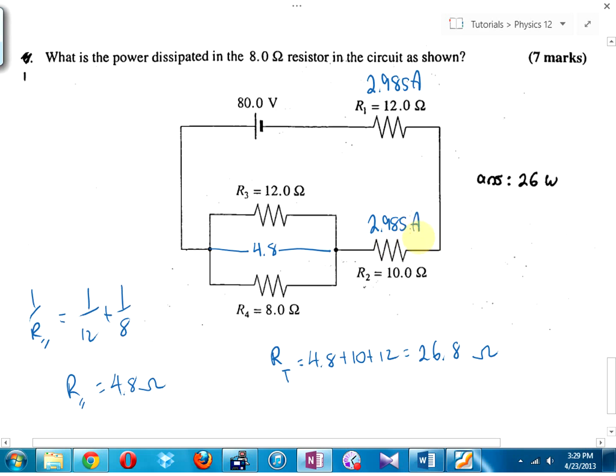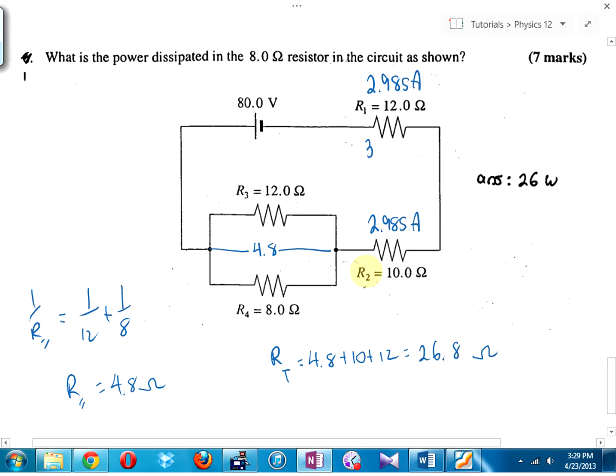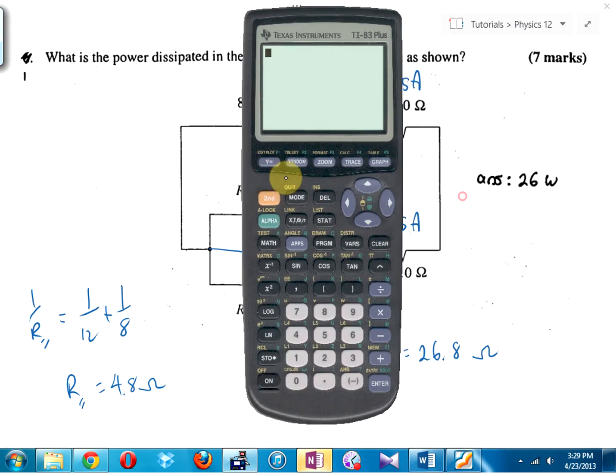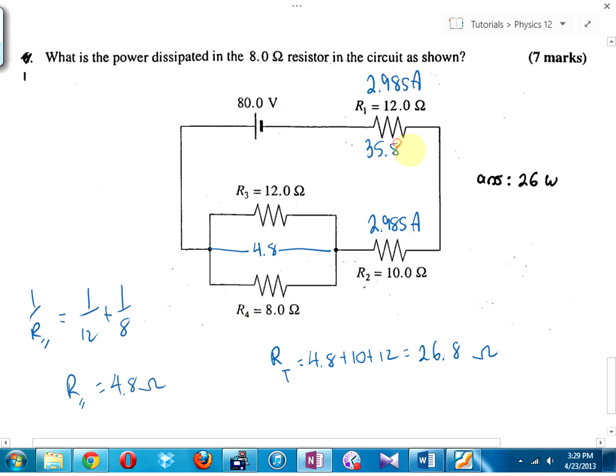Now I know the current on both of those, so times 12. Let's use the 2.985 so that I'm consistent. Normally I like to use the non-rounded off value, but here, 2.985 times 12, I times R, is 35.82. And the other one is 29.85. That one I can do in my head because it's times 10.